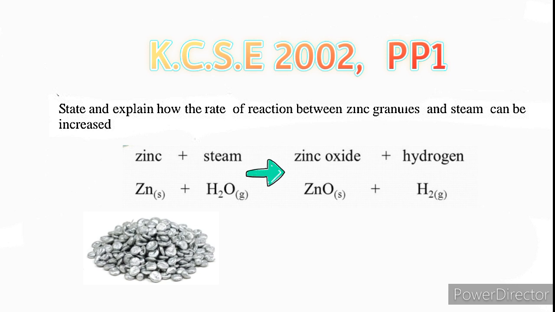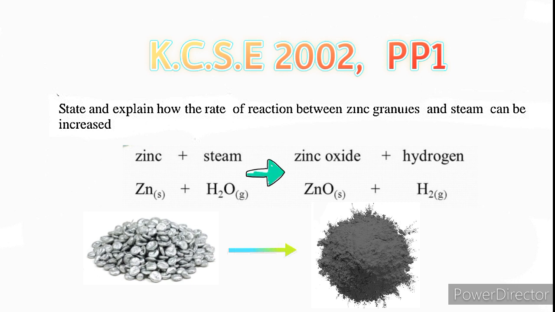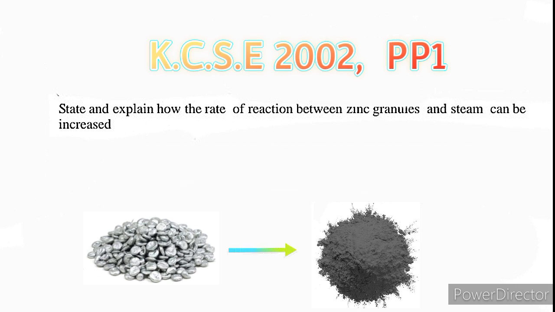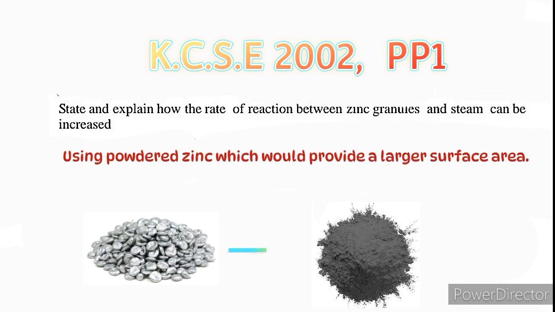So that means that if we want to speed up the rate of this reaction, we can simply use a different form of zinc, and this is zinc powder. By doing so, we are increasing the surface area, therefore providing a larger area in which the particles can come into contact with one another, bringing about effective collisions. And that is it, using powdered zinc, which will provide a larger surface area.